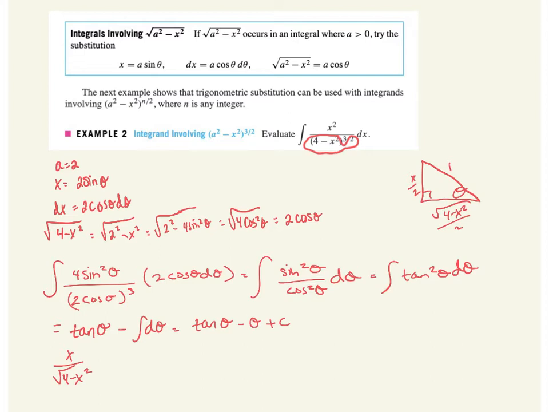So there's my tan theta, and then my theta is equal to, if I take the x equaling 2 sine theta and rewrite it, then sine inverse of x over 2 plus c.